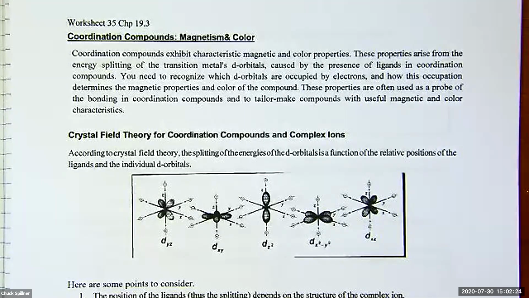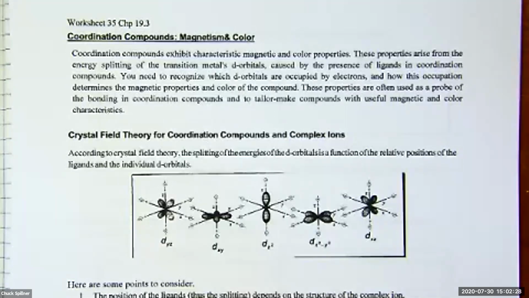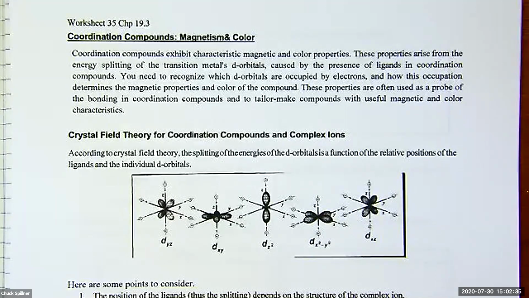Hi, class. So this is our last lecture in chapter 19, and we're going to be using worksheet 35 that you see here. This lecture will be on chapter 19.3, and we're going to discuss the magnetism and color in coordination compounds.